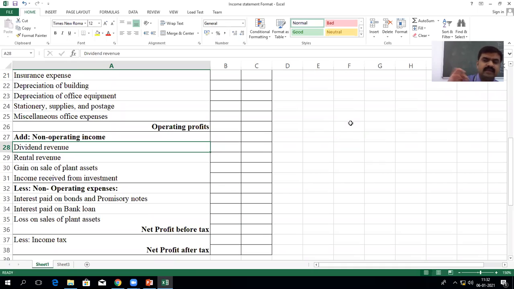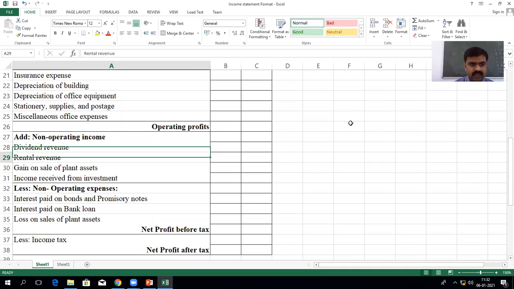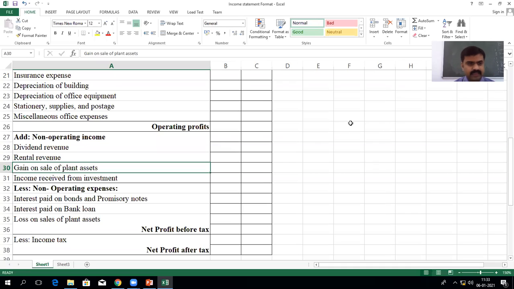This income you are getting not because of your main business, not because of the main operations of the company. This is because you had some extra money you invested and you got dividend, and you had extra space and you gave the premises for rent. Then you got rental revenue. Then you got some gains on selling your assets.